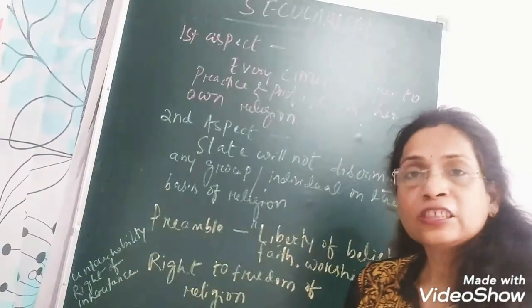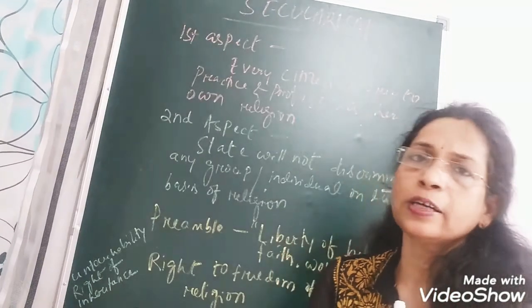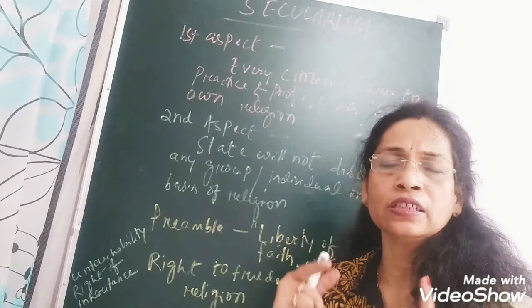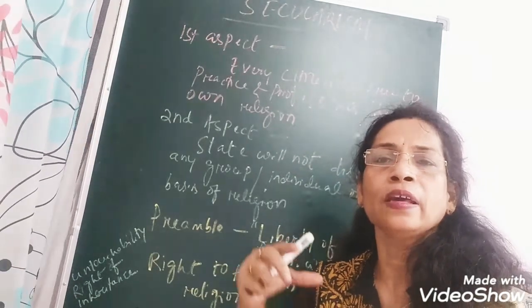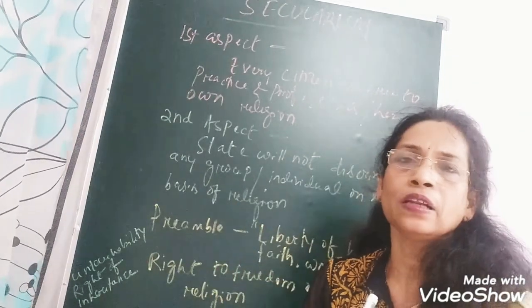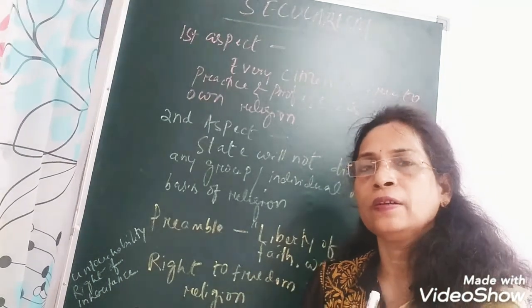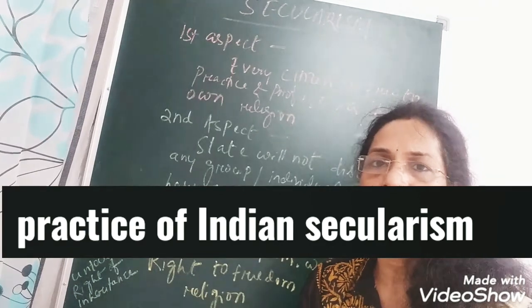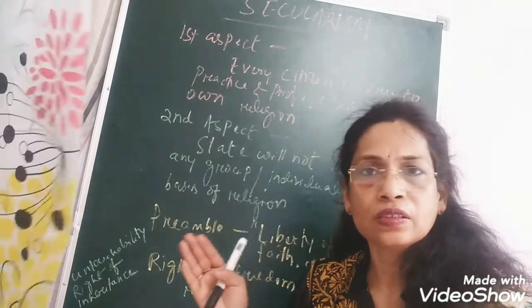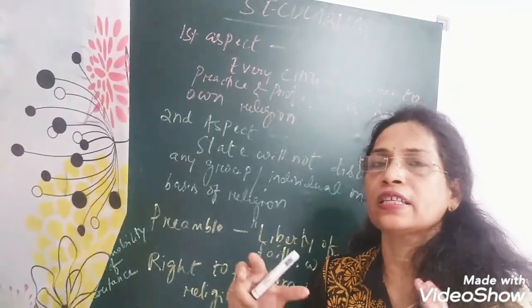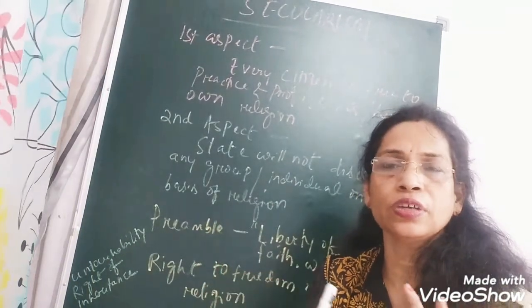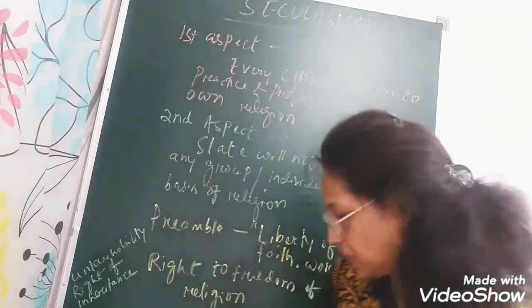Likewise, sometimes the state interferes in matters of religion. Why does the state interfere in matters of religion? It is to give justice to people. Take the example: the practice of untouchability has been eradicated from Indian society. That is how the government interfered in matters of religion to eradicate the practice of untouchability.